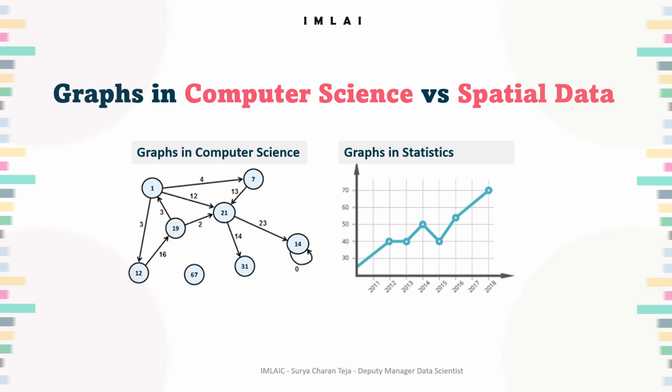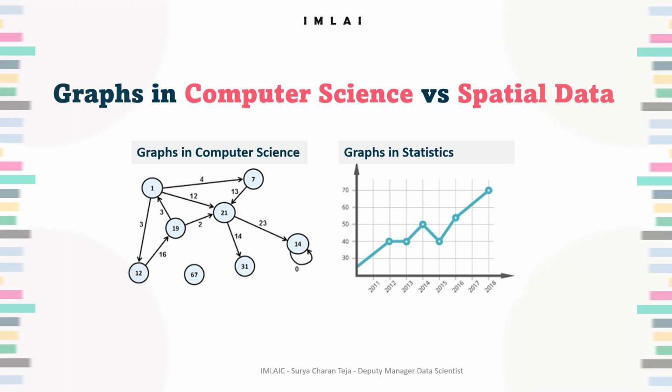So there are different types of graphs, and the various types of graphs are explored in the Intuitive Plots for You course, IP for You course. We have explored around 36 types of plots in that course. I would request you to watch that course also. So this is the major difference between graphs in computer science and graphs in statistics.